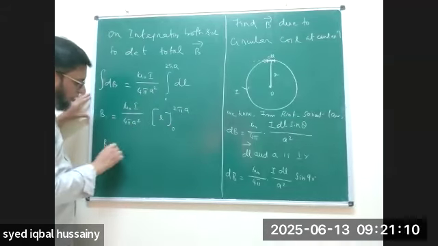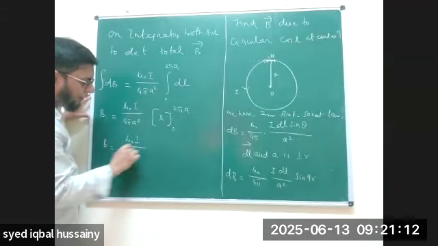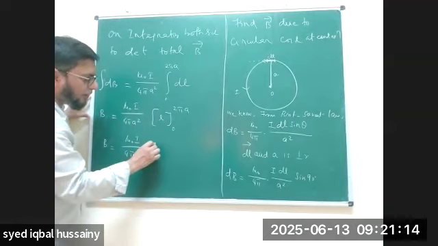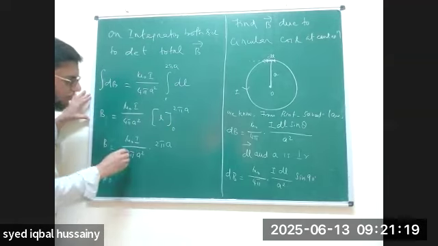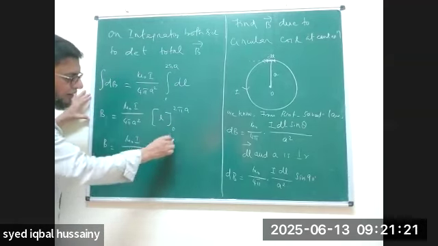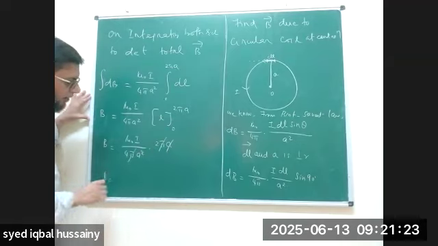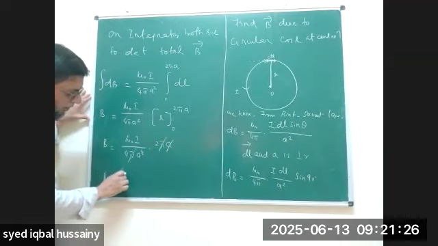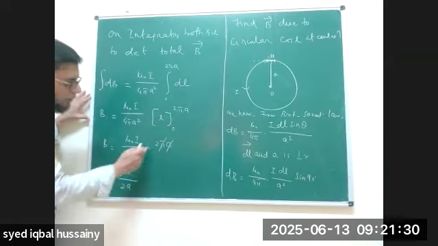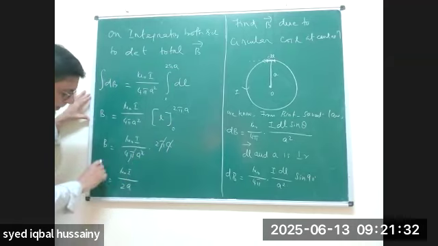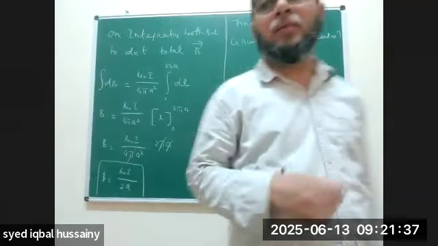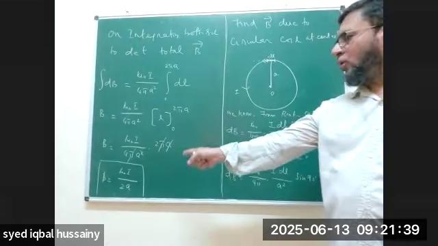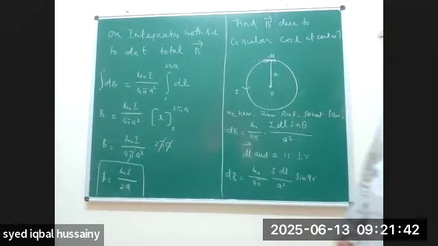So B will be equal to mu naught by a square, cancel 2. B will be equal to, cancel this pi, and what did we get? Mu naught I divided by 2a. Cancel the 2 with the 4, we get 2a. So this is your answer. For the entire circle, the magnetic field will be equal to mu naught I by 2a.